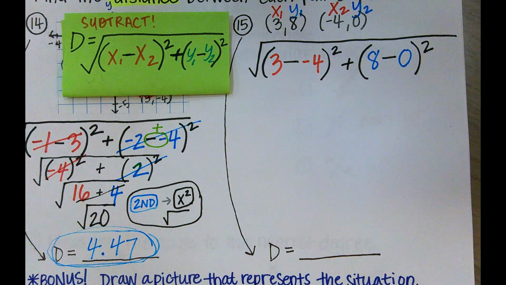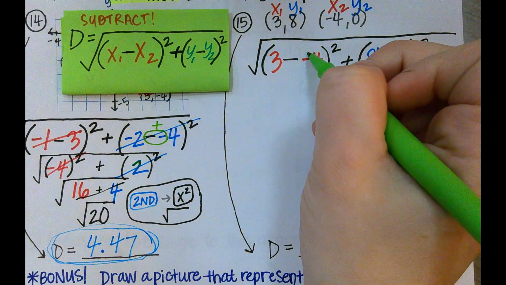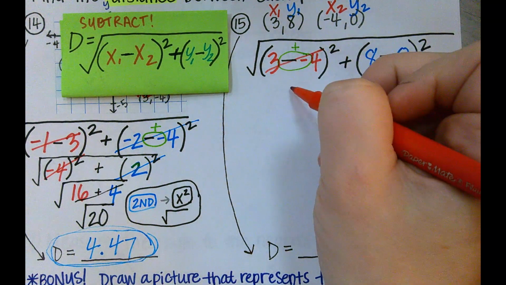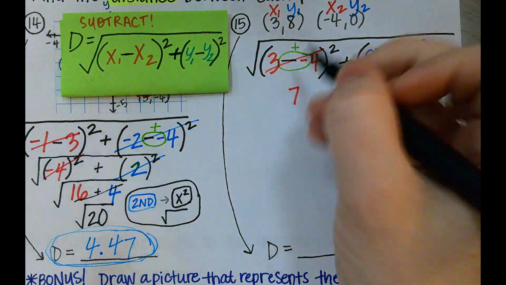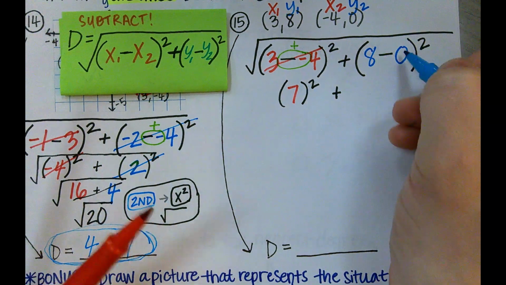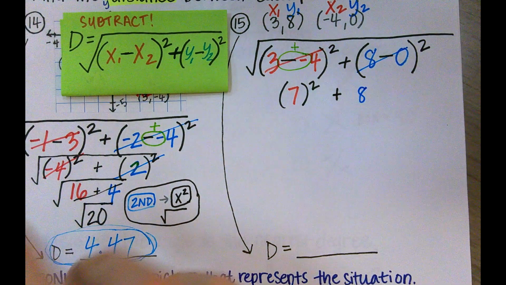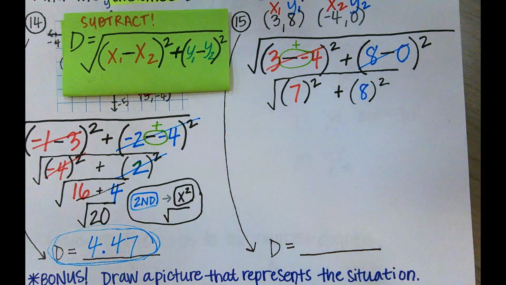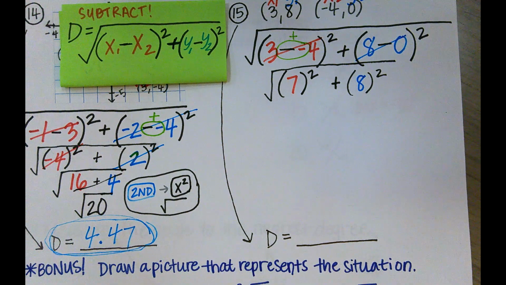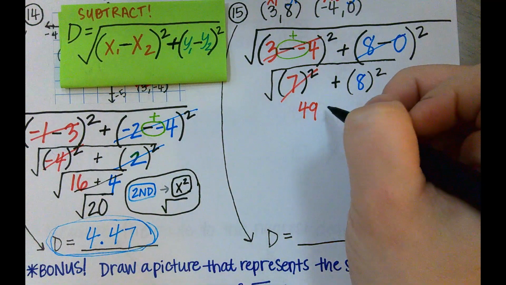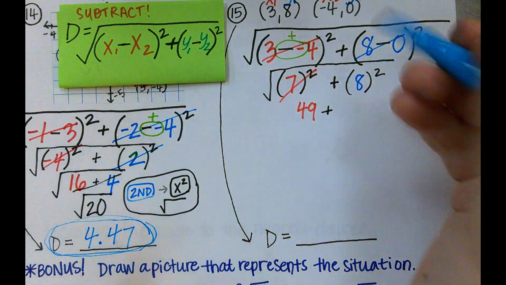Okay. So 3 minus -4, what's happening there? Addition. Yeah, that turns into a plus. So it's 3 plus 4 is 7, squared. Good. Plus 8 squared. Plus, yeah, 8 minus 0 is just 8 squared. Bring down my square root so I don't forget about it. After that's 49. 7 squared is 49. Plus 8 squared is 64.